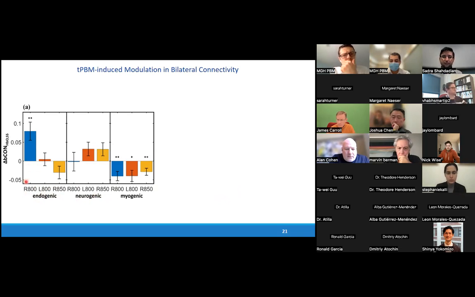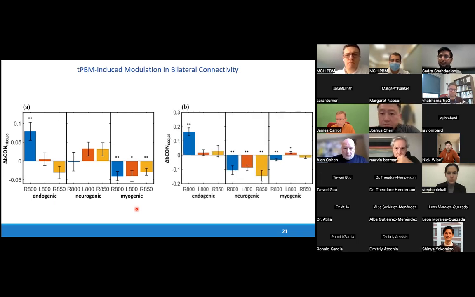For example, the right 800 nanometer laser increases the bilateral connectivity of HPO in the endogenic band. However, the left side 800 and right side 850 don't show any changes. But in the myogenic band, where we're dealing with the smooth muscle cells, we see a decrease or decoupling in the bilateral connectivity between left and right. It means that the effect of this stimulation is local. When we have a decrease in the bilateral connectivity, it means that the effect on that specific region is more local than global.